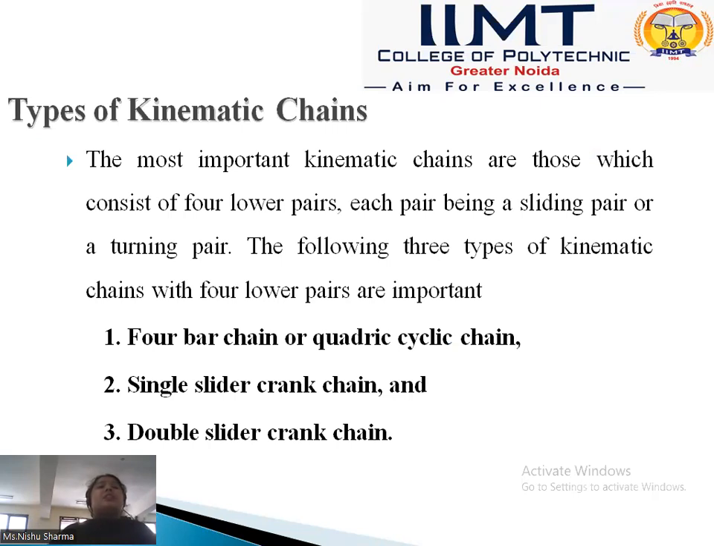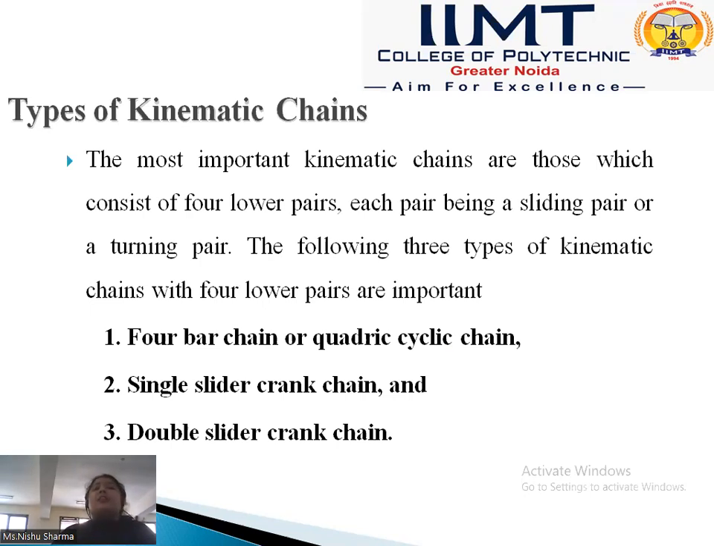Now, we will discuss the types of kinematic chain. There are basically three types of kinematic chain. The first one is the four-bar chain or quadric cycle chain. The second one is the single slider crank chain, and the third one is the double slider crank chain. In all types of chain, four links are used. In a four-bar chain, four links are connected and form four turning pairs, because all the links have relative turning motion.